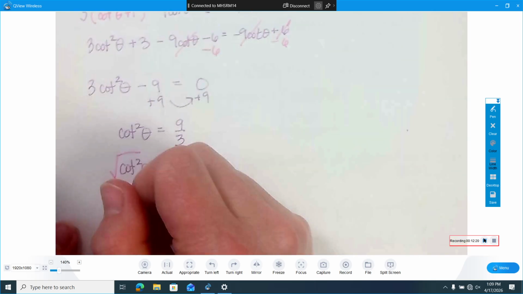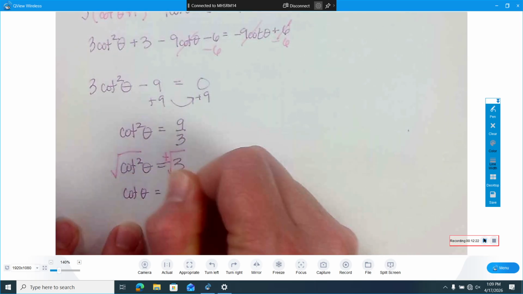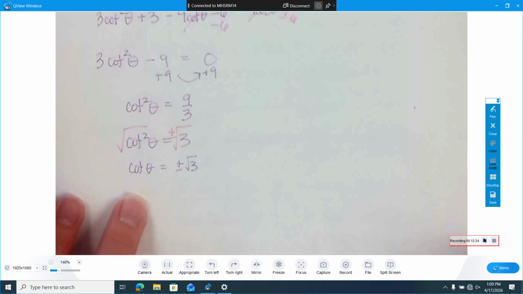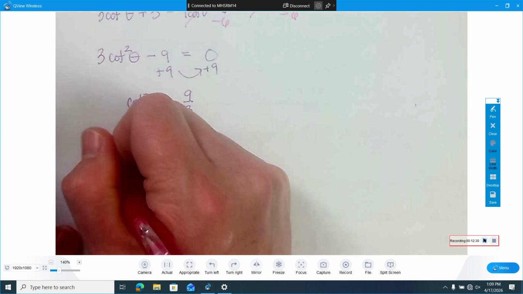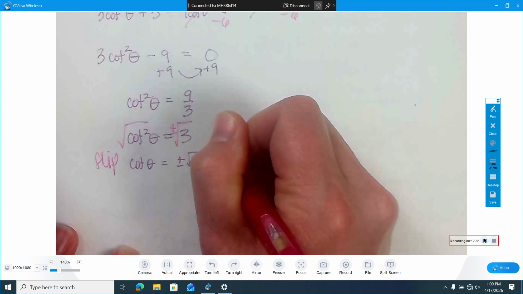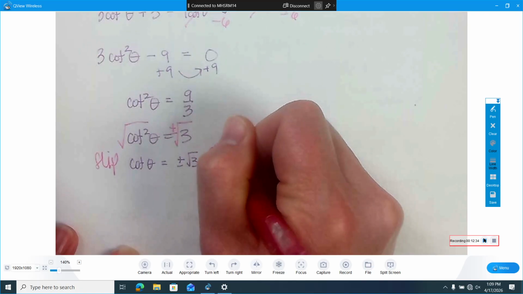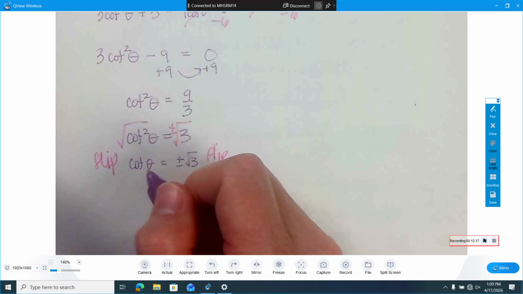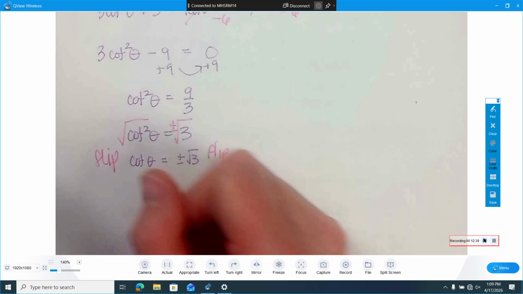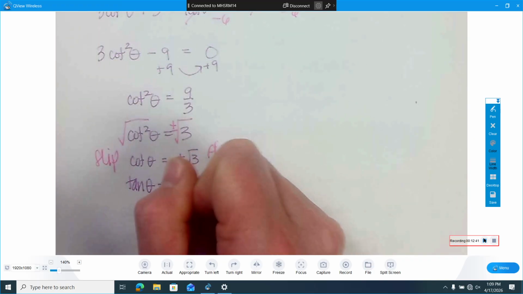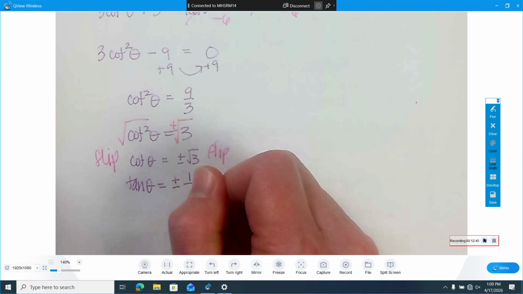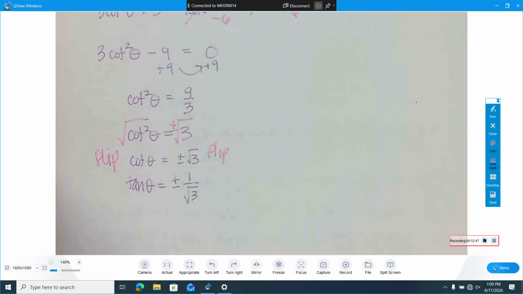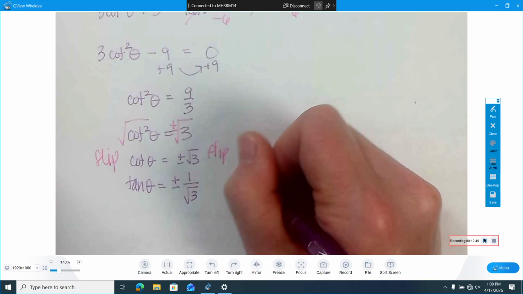All right, so I have cotangent theta equals plus or minus radical 3, but what do I need to do when I have a reciprocal function? Flip it. So I want to flip both sides, take the reciprocal of both sides. The reciprocal of cotangent is tangent. And when I flip this, I get plus or minus 1 over radical 3. I'm just going to leave it like that because that's a little easier on the unit circle for me.